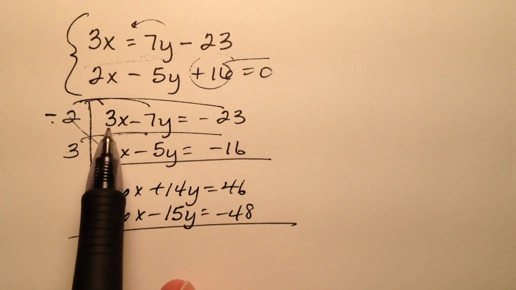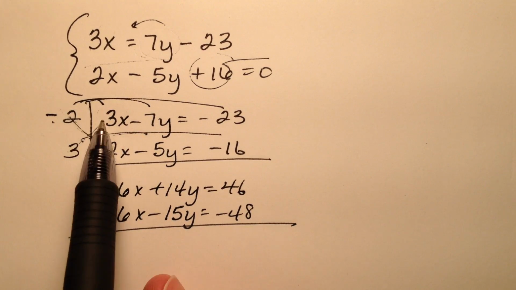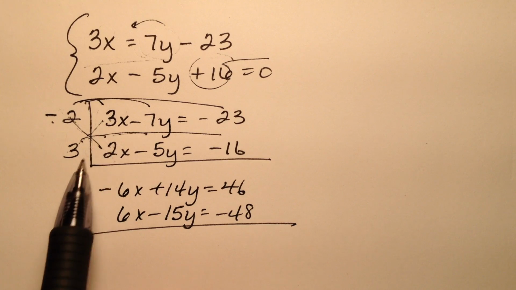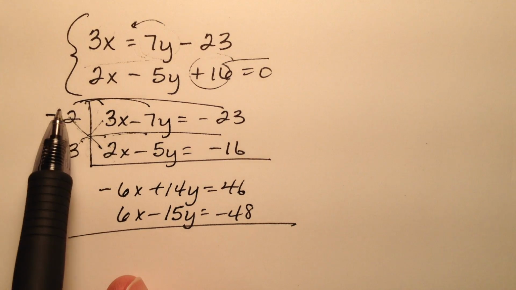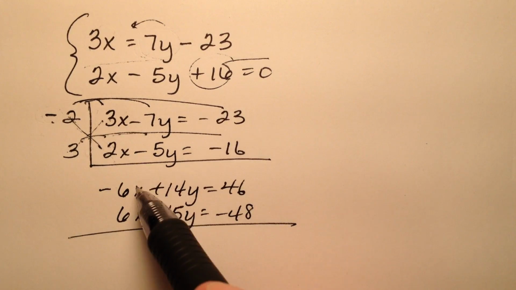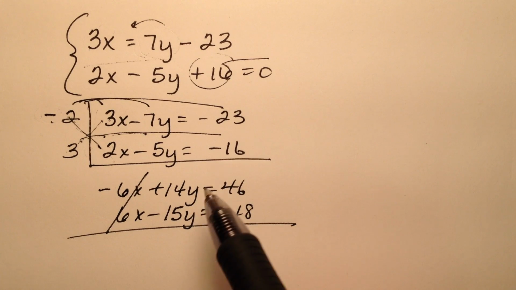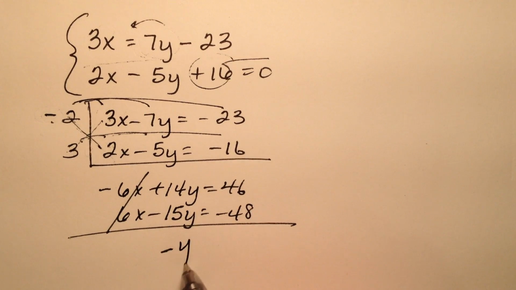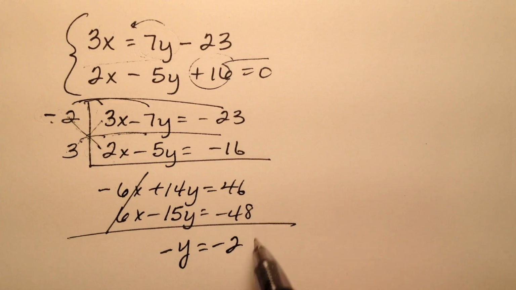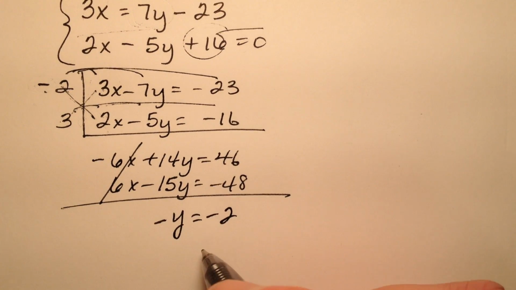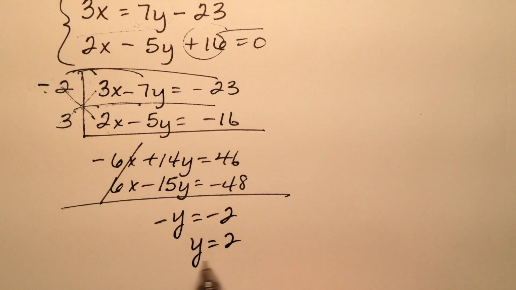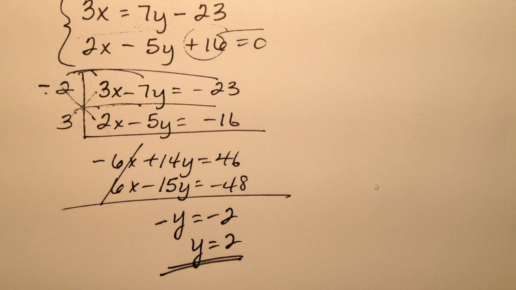Okay, you'll notice the deal here with the 2's and 3's, how I just flipped them. So 2 times 3 was 6, and 3 times 2 is 6. And we included this negative sign so they would cancel out when I add the two equations together. So 14y minus 15y will be a negative y equals negative 2, because 46 minus 48. So then y will equal a positive 2.